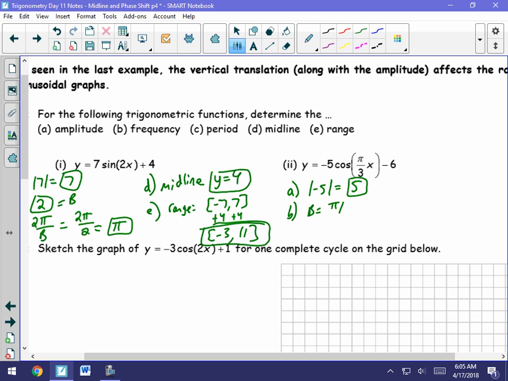Frequency is the b value, which is pi over 3. Period is 2 pi divided by the frequency. Okay, so we've seen this, and sometimes we get these complex fractions when you do 2 pi divided by pi over 3. So if you multiply by that denominator, cancel those out there, right? You end up getting 6 pi over pi, and those pi's would cancel out, and you would just get 6. So the period of that one would be 6.